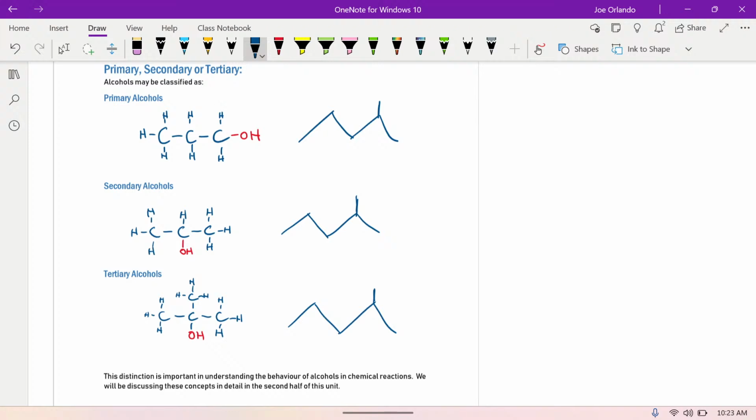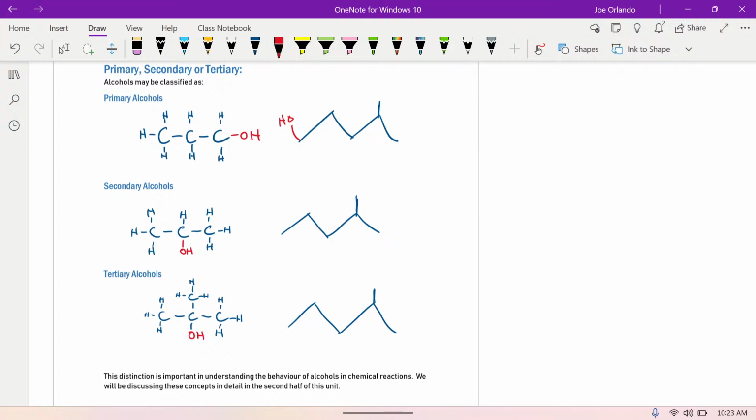If I want to make this a primary alcohol, where can I put the alcohol? At the end. Does it matter which end? Yes. If I put it here, would it be primary? Yes. If I put it here, would it be primary? What do you think? Listen, if I put it here, is it an alcohol? Sure. Would it be a primary alcohol?